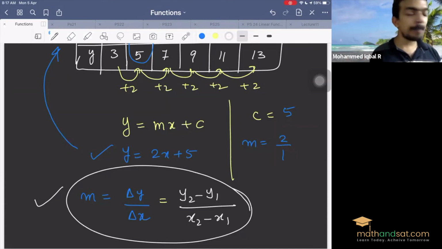And then we'll see pair of linear equations in two variables.